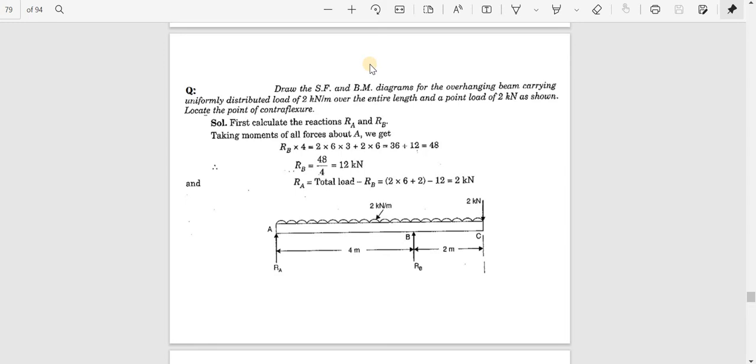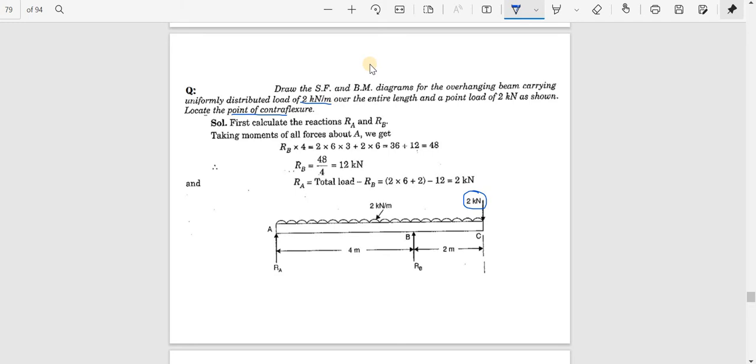So I will explain with a question. Here it is given: draw the shear force and bending moment diagram of an overhanging beam carrying a uniformly distributed load. There is a uniformly distributed load of 2 kilonewton per meter over the entire length. That is, the entire length of the beam is 4 plus 2, 6 meters, and a point load of 2 kilonewton is acting here. And locate the point of contraflexion. I will explain what is point of contraflexion soon.